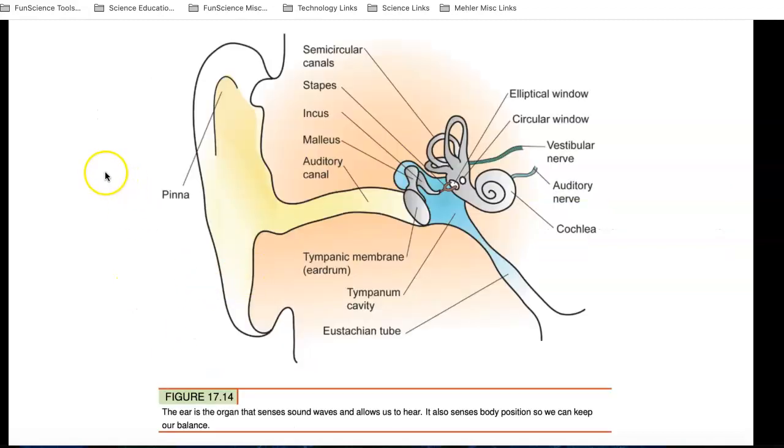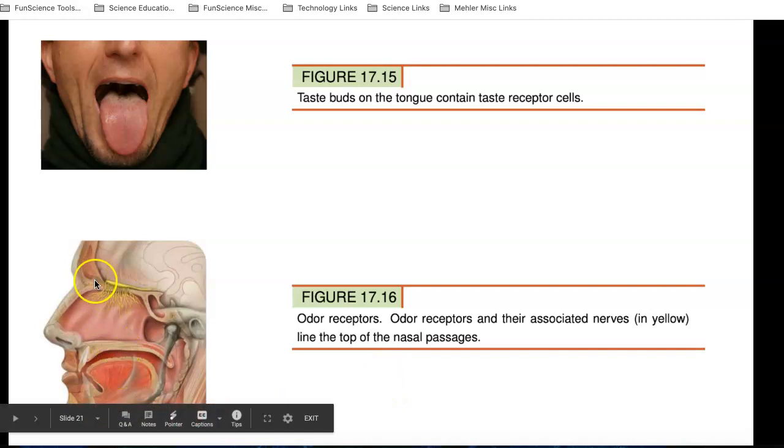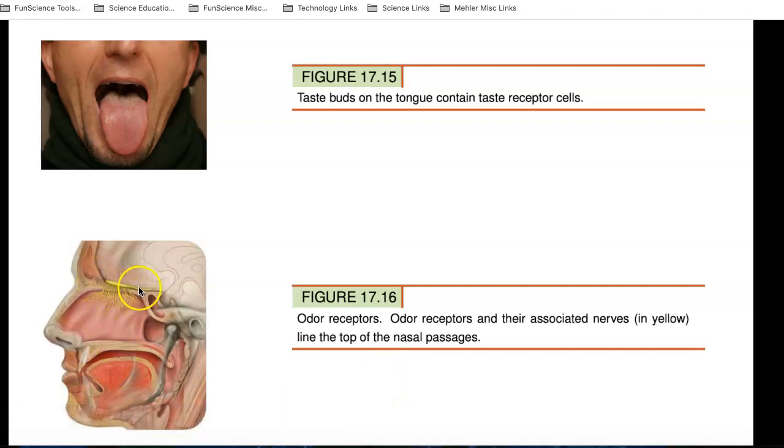Your ear, on the other hand, has sound waves coming into it. That's the form of energy coming in here. It hits the eardrum, and then it vibrates these bones over here, which send ripples into a liquid here, which then go up the auditory nerve to your brain, which again makes sense of it up there. Taste buds on your tongue also have receptors, and there are odor receptors on the top of your nasal passages. These two turn chemicals into electrical signals. Our brain makes sense of it.